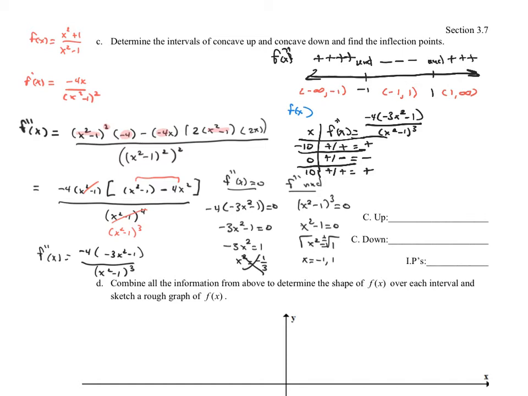So it seems that because my second derivative is positive on the first interval, it must be concave up. Second derivative is negative on the second interval, concave down. Second derivative positive on the third interval means it's concave up.